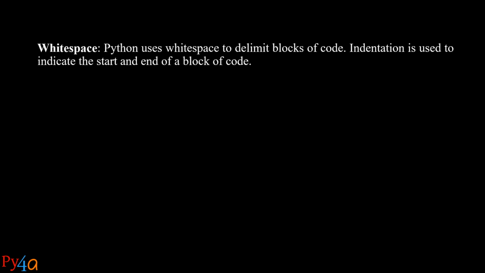We'll look at the following syntax in Python. The first of them is white space. Python uses white space to delimit blocks of code. Indentation is used to indicate the start and the end of a block of code.